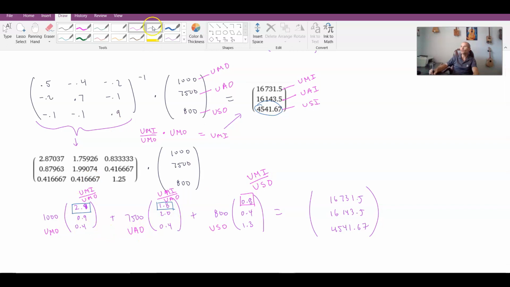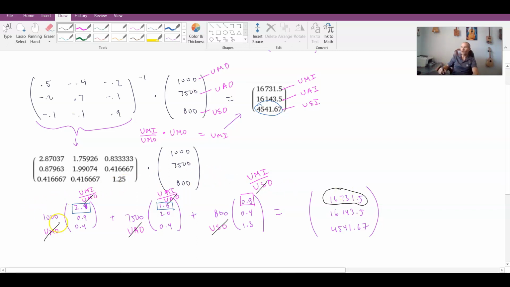Now we can see that the units are going to work out. They're going to cancel. UMO times UMI over UMO, UAO times UMI over UAO, and the USOs will cancel out here, and we'll be adding together the total number of units of manufacturing input that need to go into our system in order to meet all of the demands.